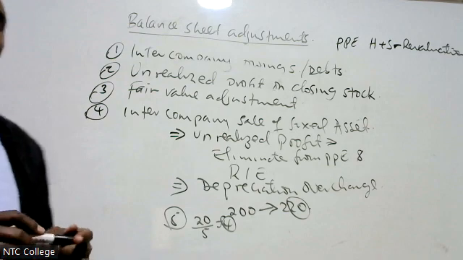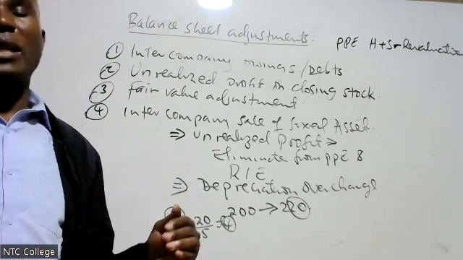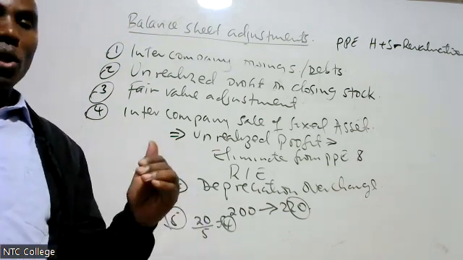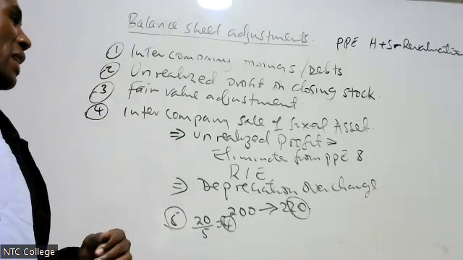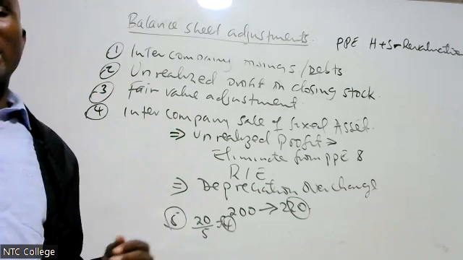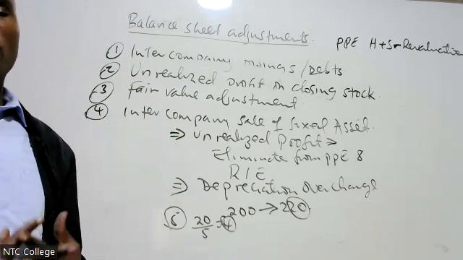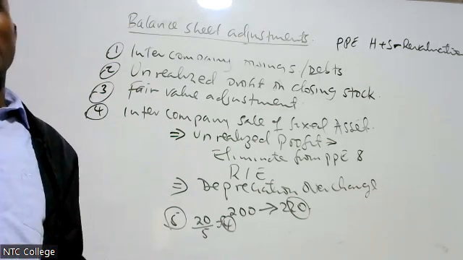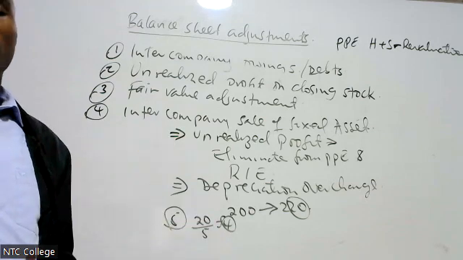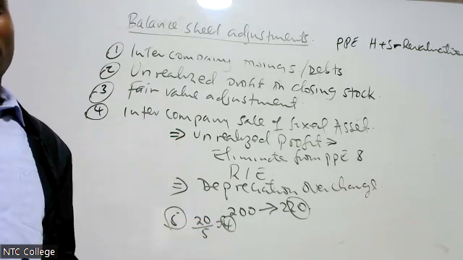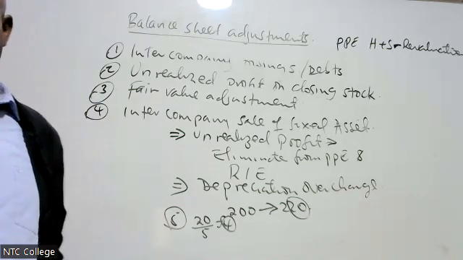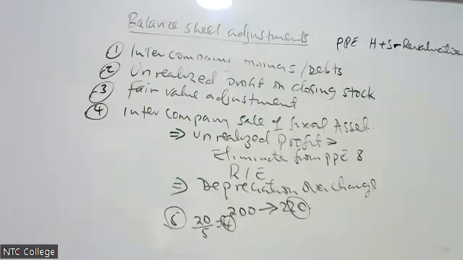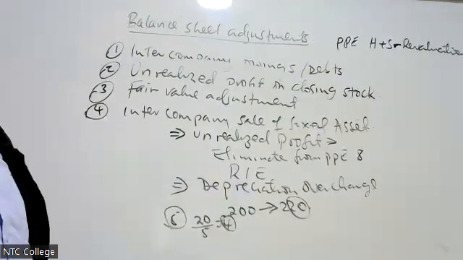Therefore, the depreciation overcharge will be added to the retained earnings. You also add it to the PPE, because when you overcharge depreciation, you understate the PPE. You also understate the profits. That is all about balance sheet adjustments.